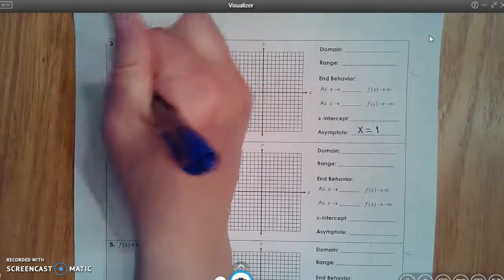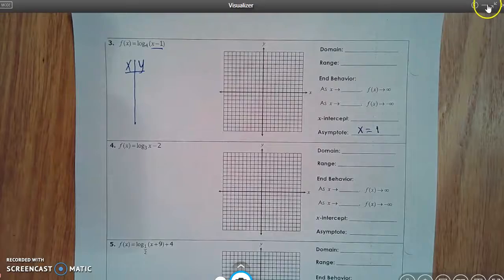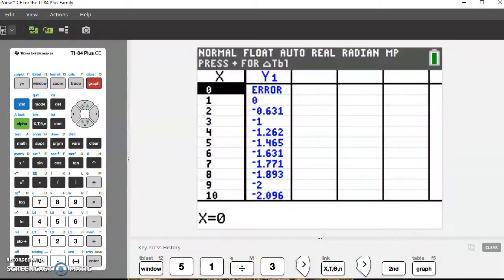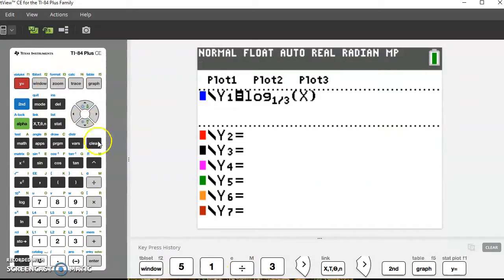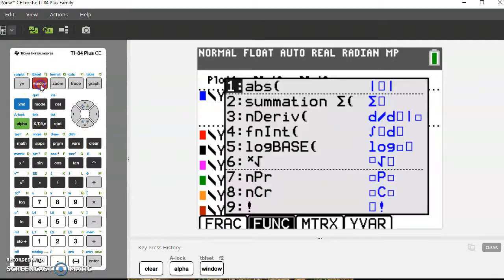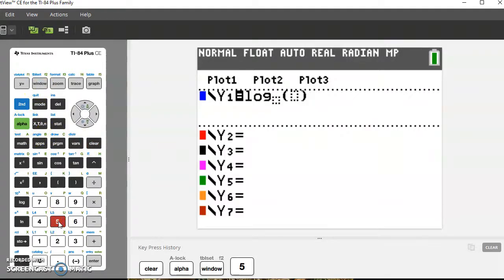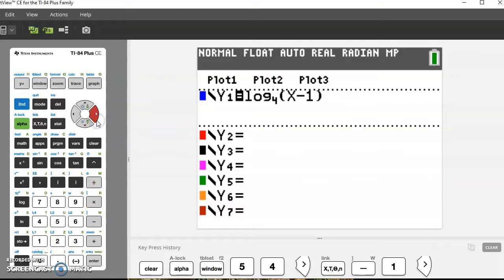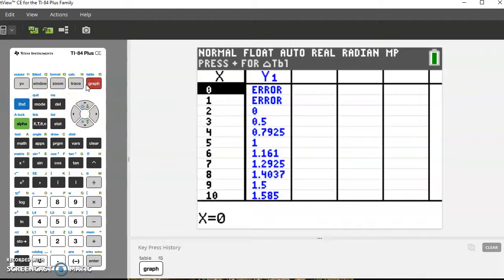All right, let's draw our x-y chart. Let's go back to the calculator. Hit y equals. I just, once again, clear everything out so I don't type anything wrong. We hit alpha window number 5. We're going to have 4, and then we will do x minus 1. Once again, arrow outside of it. There's nothing else. So now we will hit second graph.